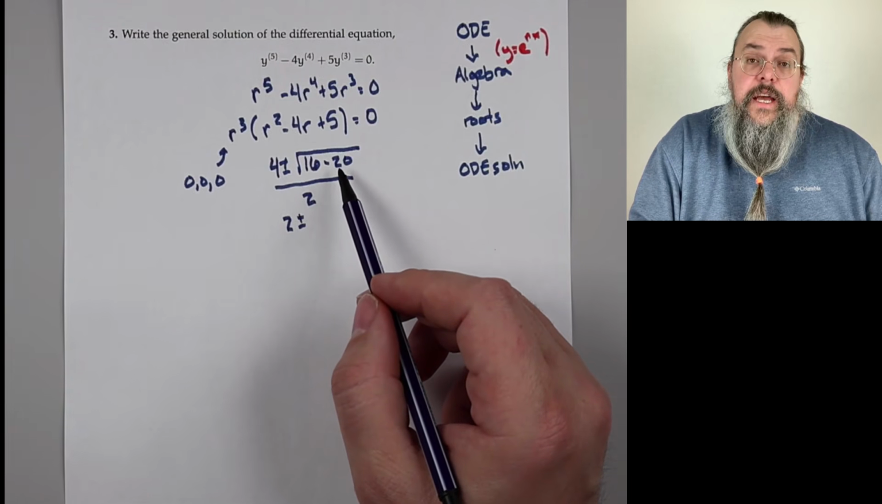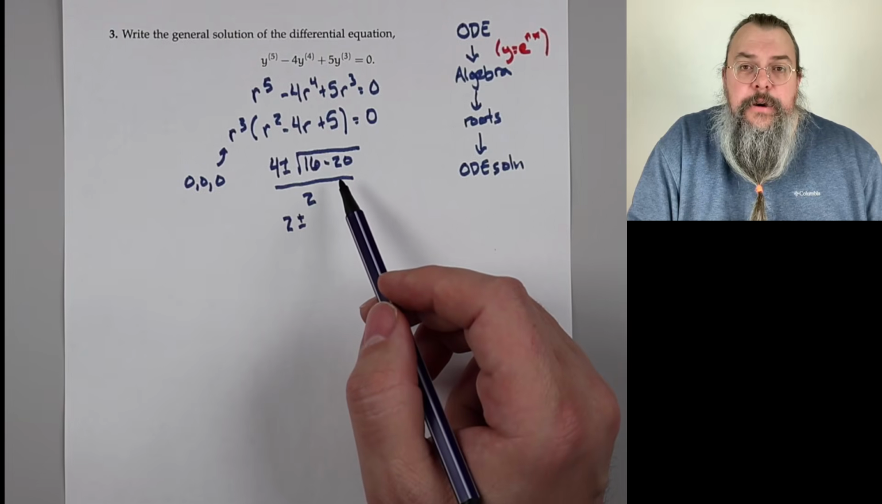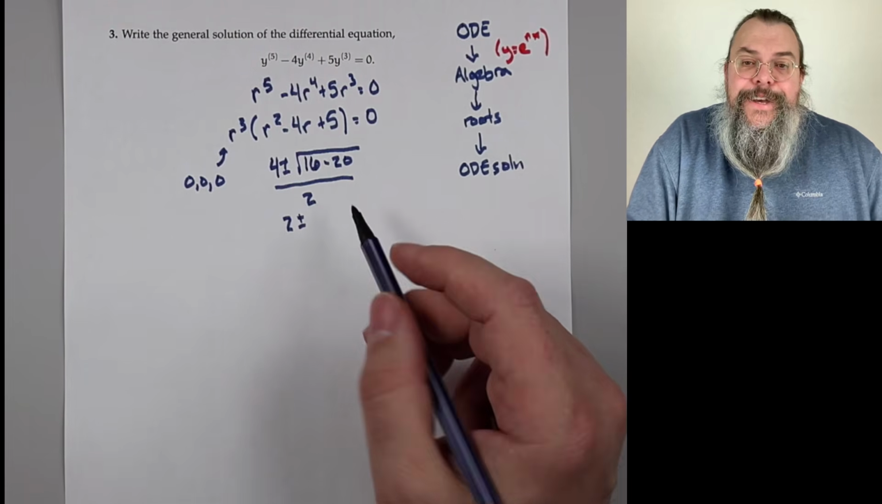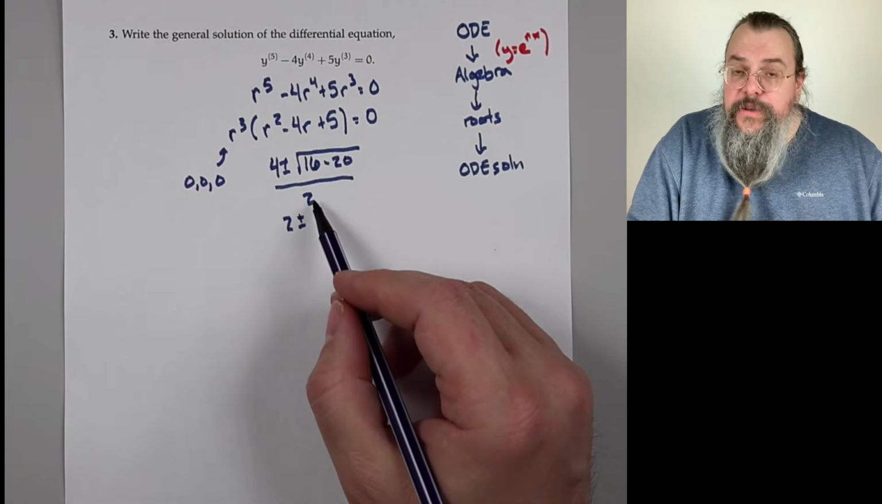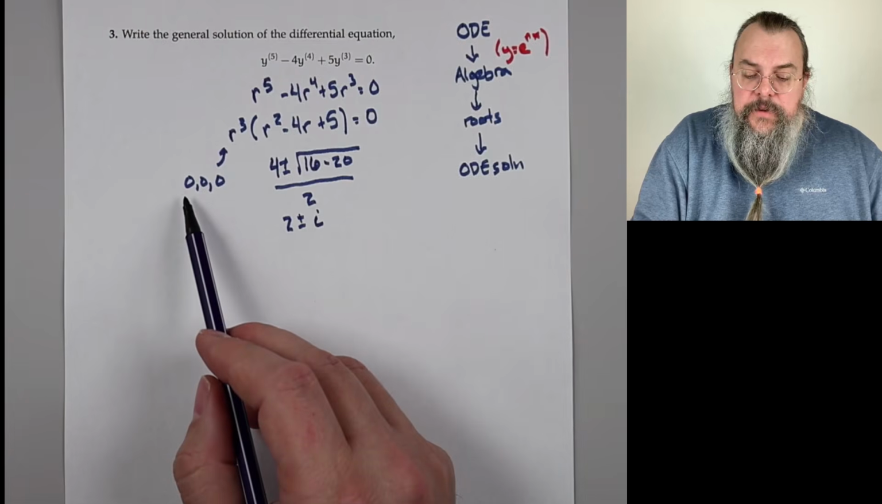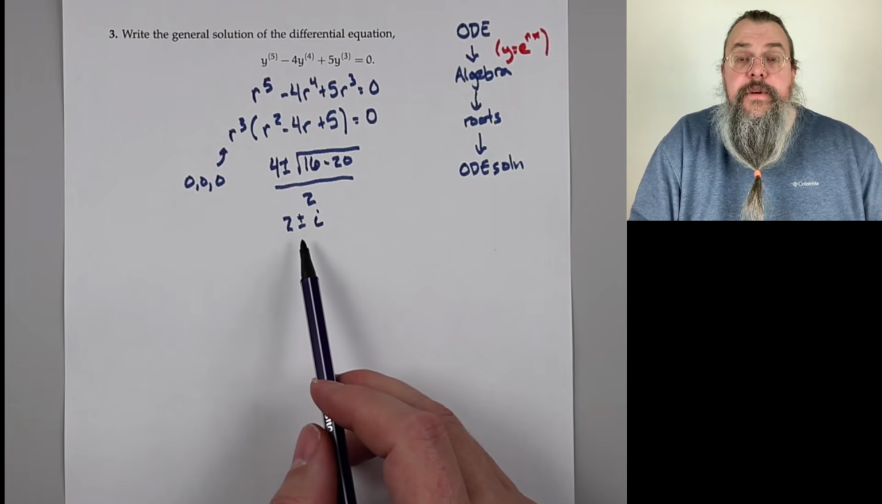And when you see a negative, you're like, how are we going to do it? Oh, yeah, square root of a negative is i. And of course, square root of 4 is 2. There's a 2 downstairs, so we get 2 plus minus i. All right, so we have 5 roots: 0, 0, 0, 2 plus minus i.